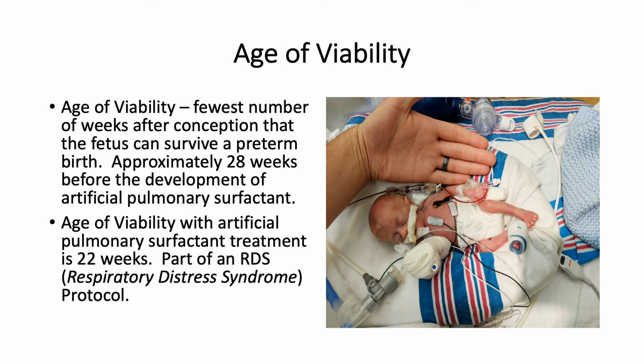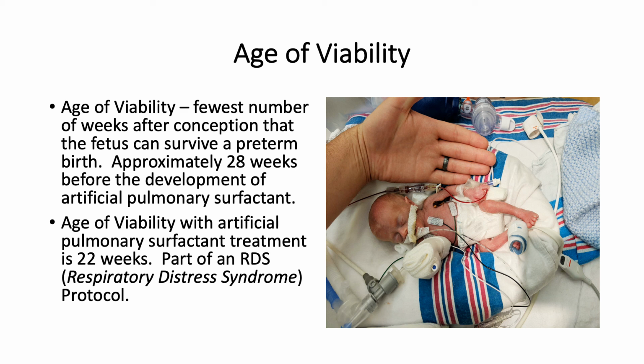And it's this invention of pulmonary surfactant that really affected the age of viability. Age of viability was about 28 weeks. That was about as early as a baby could be born. Before the invention of artificial surfactant, they weren't expected to really survive if they were born any earlier than about 28 weeks. But with the invention of pulmonary surfactant, you could get babies surviving at 22 weeks, which is a significant improvement in survivability of babies.